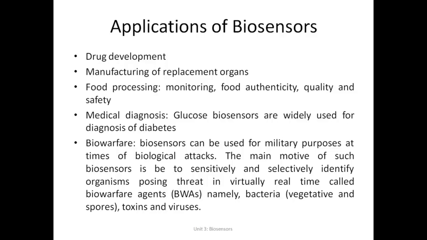And then biowarfare. Biosensors can actually be used for military purposes at times of biological attack. Okay, the main motive of this biosensor is to sensitively and selectively identify the organism posing a threat in virtually real time, called biowarfare agents, namely bacteria, toxins, and all that. So biosensors can actually be used to detect if there is a spread of some particular biowarfare agents. In that way also, biosensors are very effective.